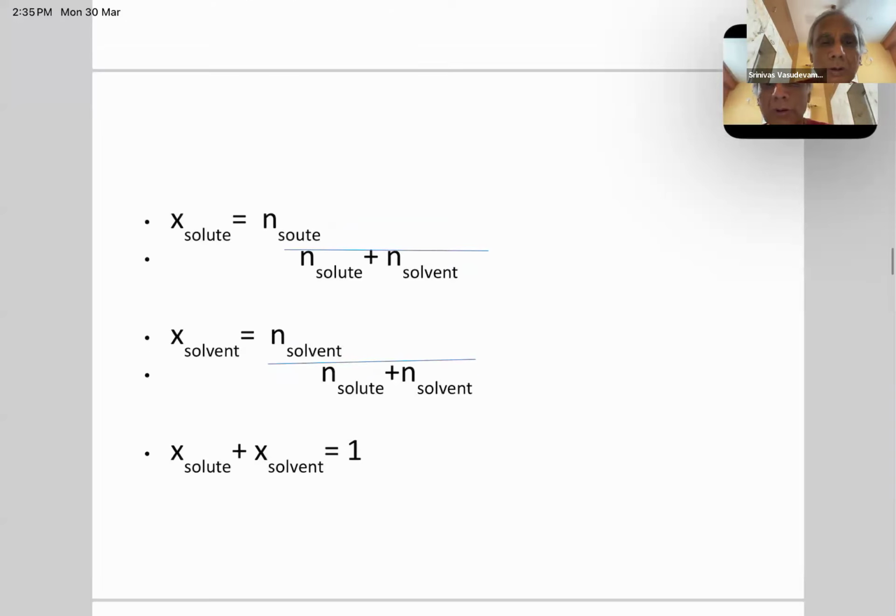Mole fraction of solute in a solution containing solute and solvent is the number of moles of solute divided by the number of moles of solute plus the number of moles of solvent. Mole fraction of solvent is the number of moles of solvent divided by the number of moles of solute plus the number of moles of solvent. The total mole fraction is always equal to 1.